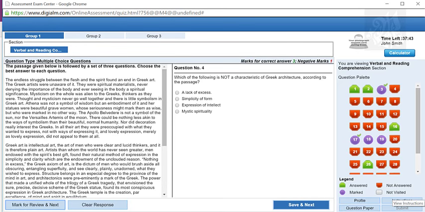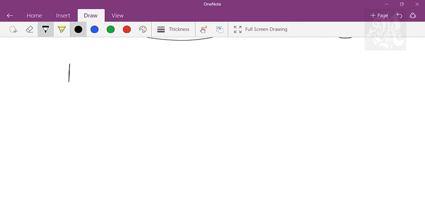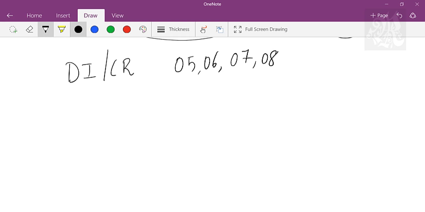Alright, talking about the next section, that is DILR. Now DILR, from what I've observed, it is similar to CAT 5, 6, 7 and 8, which means DI is precisely going to be a little logical and less calculation intensive DI.